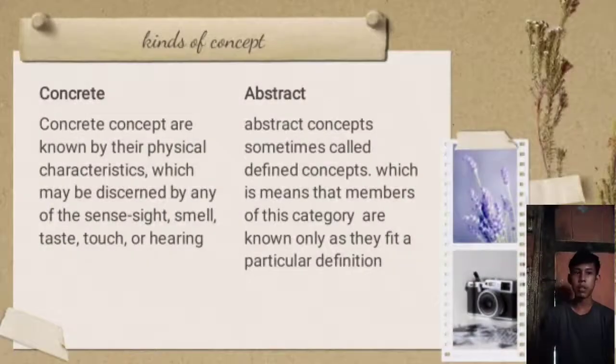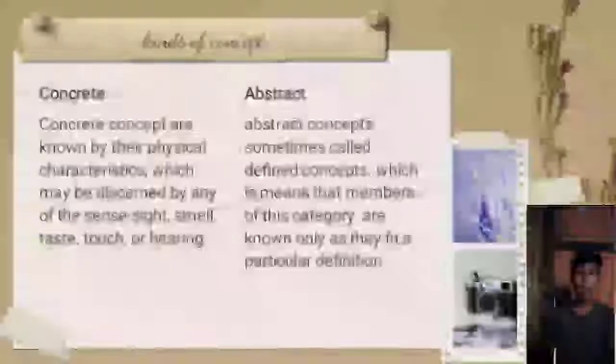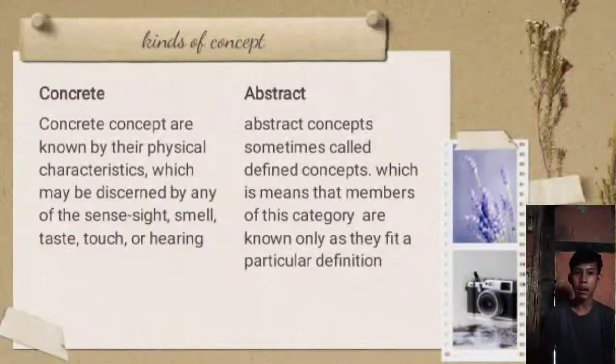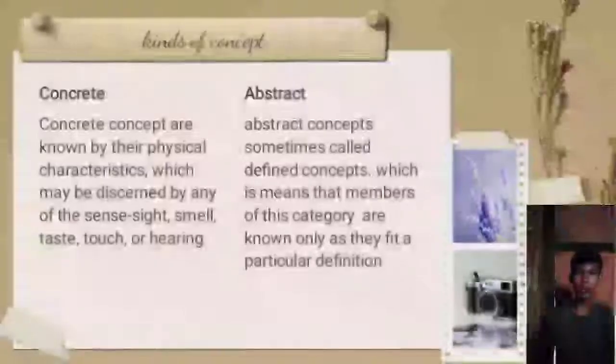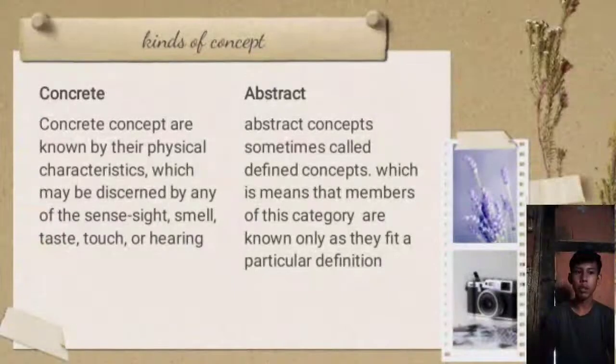In this slide, remember that there are two distinctly different kinds of concept. The first one is concrete concept, and the second one is abstract concept. Concrete concepts are known by their physical characteristics, which may be discerned by any of the senses: sight, smell, taste, touch, or hearing. In the preceding list, computer, house, cartoon, forehand serve, triangle, blue, reptile, igneous, pulley, bird, solid, and cumulus cloud are most known by their physically perceivable characteristics. So they are concrete concepts.